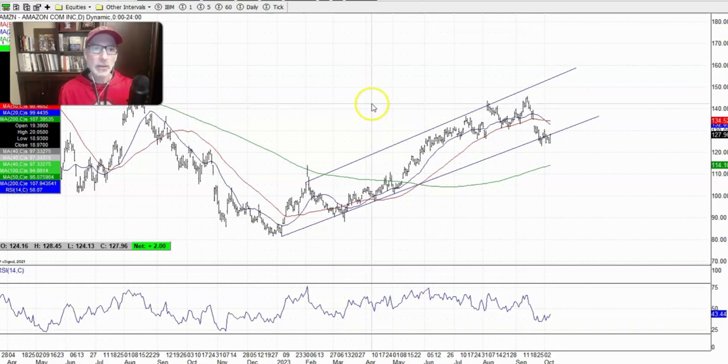So if you want to get long Amazon, if Amazon can get back up into the channel next week, then that's a higher probability entry point, knowing that the momentum will probably keep it going.